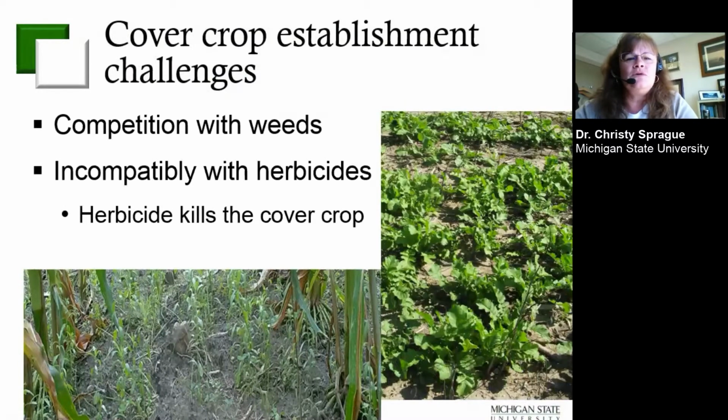And then also the incompatibility with different herbicides, because just like if you're growing a crop, sometimes the herbicides that we use may also control the cover crop, not just the weeds. So this is really what we're trying to do, is really look at what herbicides can we use in an integrated system to make sure that we can seed cover crops.